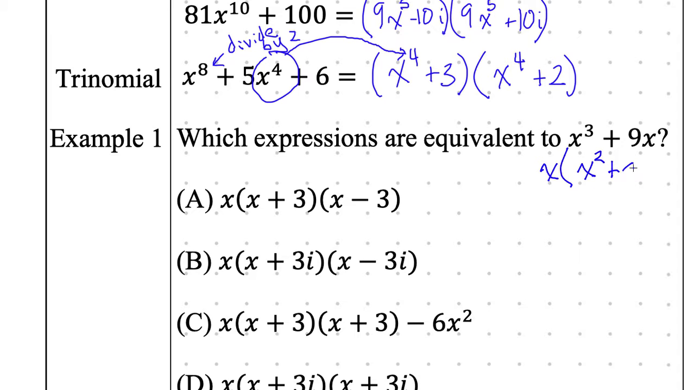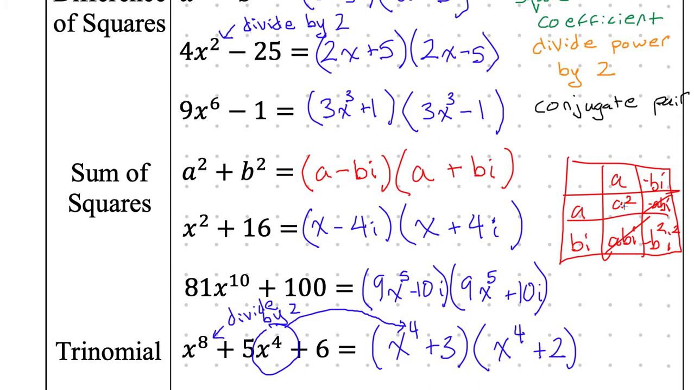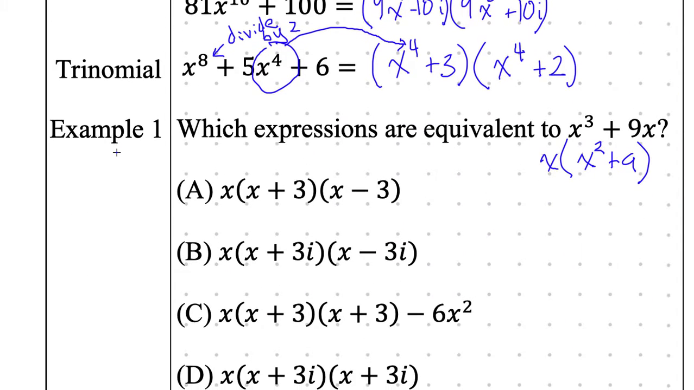X squared plus 9. Hey, that guy looks familiar. It's a square and a square. Oh, it's a sum of squares. If I go back up to my notes, there's a sum of squares. So let's go ahead and factor x squared plus 9.